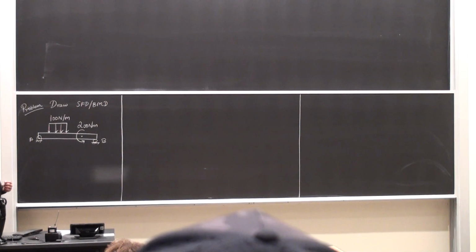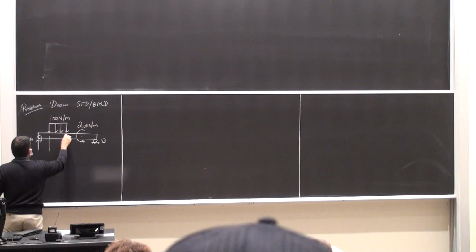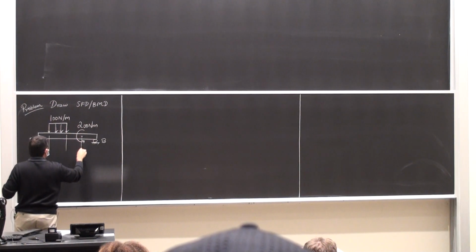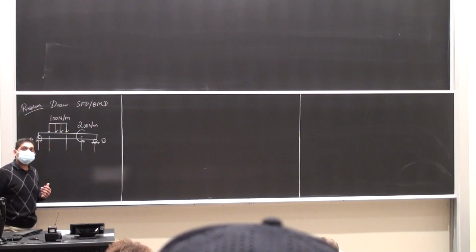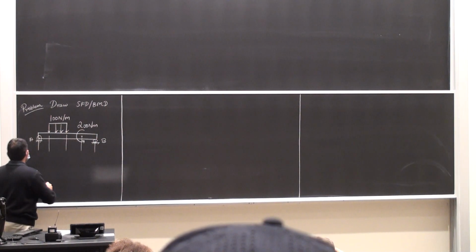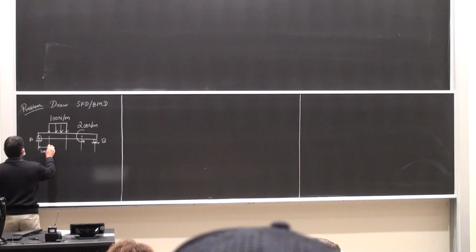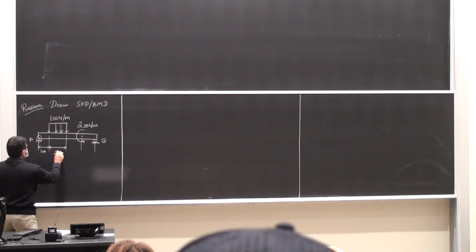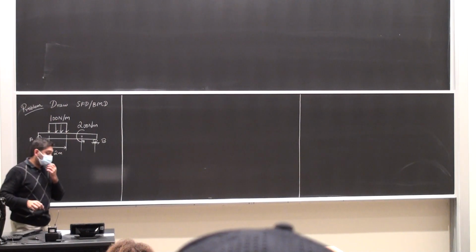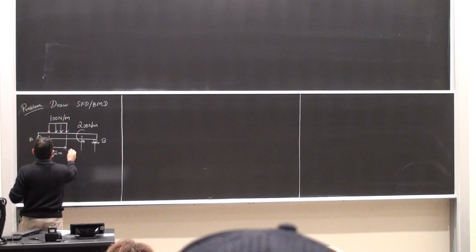Here are the distances for us. From A to where the beginning of the distributed load is, it's 1 meter. This is 2 meters. Not drawn to scale, of course. Then I have 3 meters, and then I have the remainder is 2 more meters.